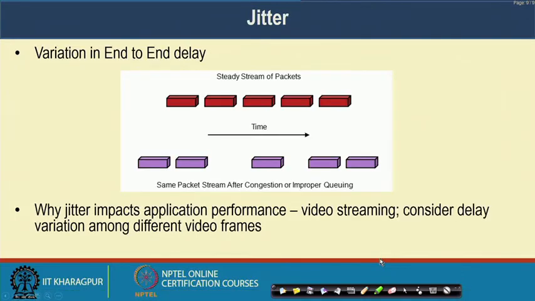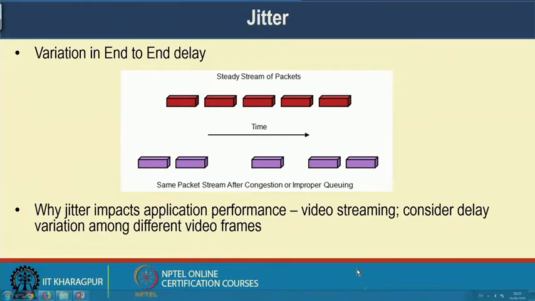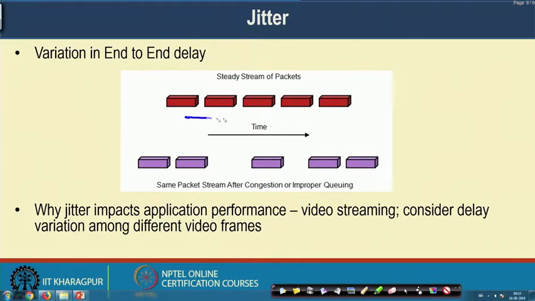Okay, now coming to the third component which we call the jitter. As we have mentioned, jitter is the variation in end-to-end delay. So, you do not have a steady stream of packets like this one; rather you have a stream of packets which are irregular, and different packets are transmitted at different instances of time, and you do not have a steady stream of packets, which impacts the jitter.